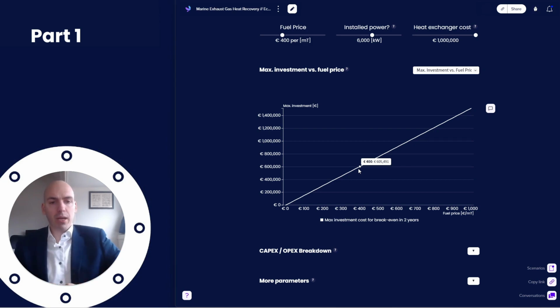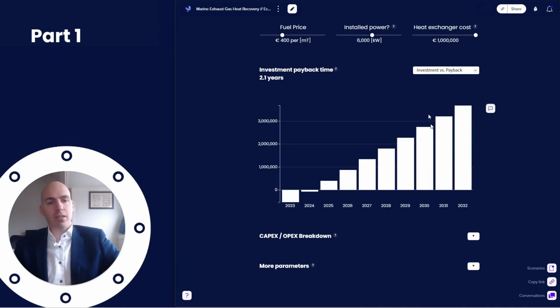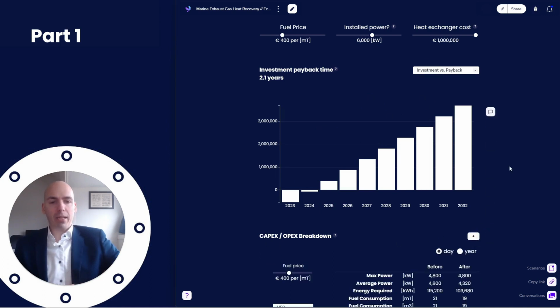But if the fuel price was a lot less, so 200 euros, then the maximum investment, obviously, would be 300,000. So this gives you a quick insight into the maximum amount of CAPEX you can spend in order to get a 2 year investment period. But I like this view better because it changes more neatly and it's nicer to look at. So let's go to the CAPEX and OPEX breakdown.